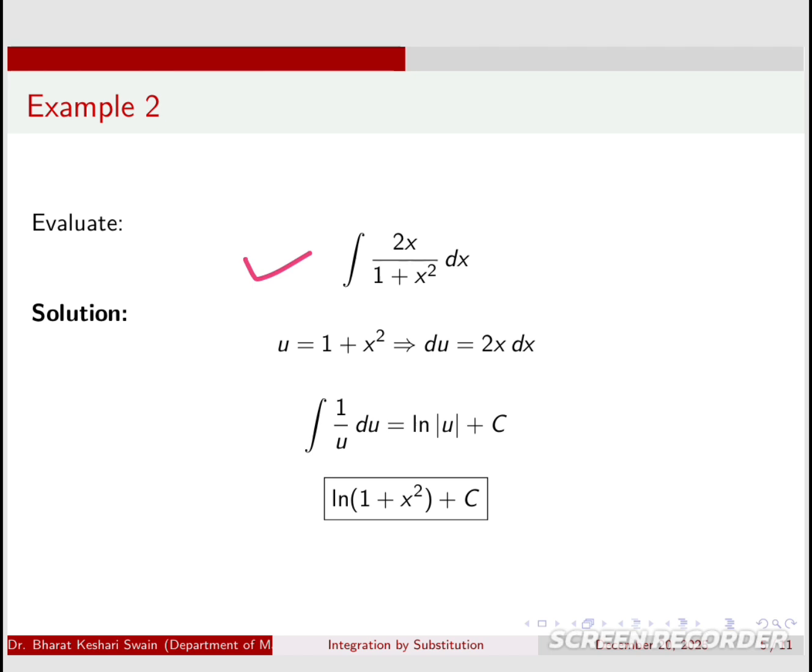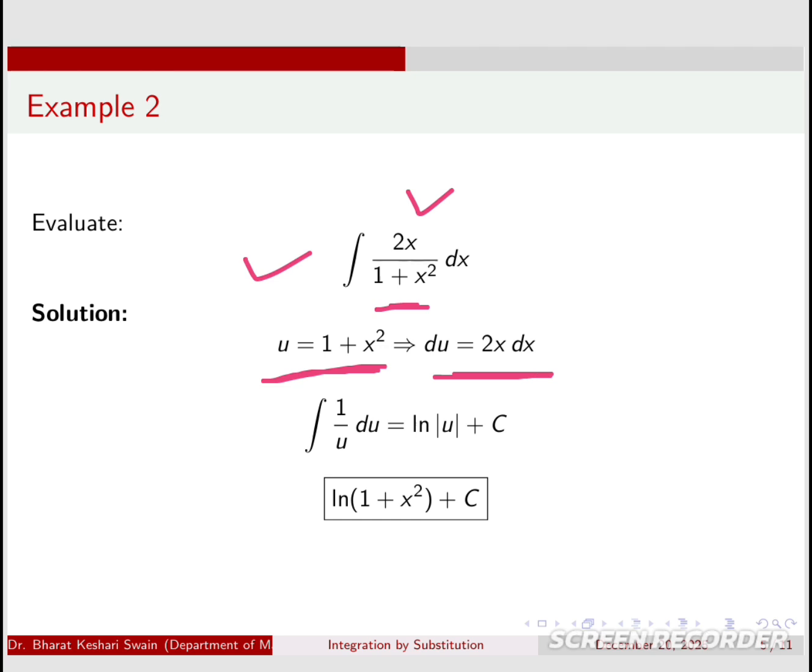Now see here, what we will substitute, so that the remaining part will be the derivative of this. That means if I put here 1 plus x square equal to u, because we know that the derivative of 1 plus x square is 2x only, and in the numerator 2x is there, is not it? So if I put 1 plus x square equal to u and differentiate on both sides, it will be du equal to 2x dx.